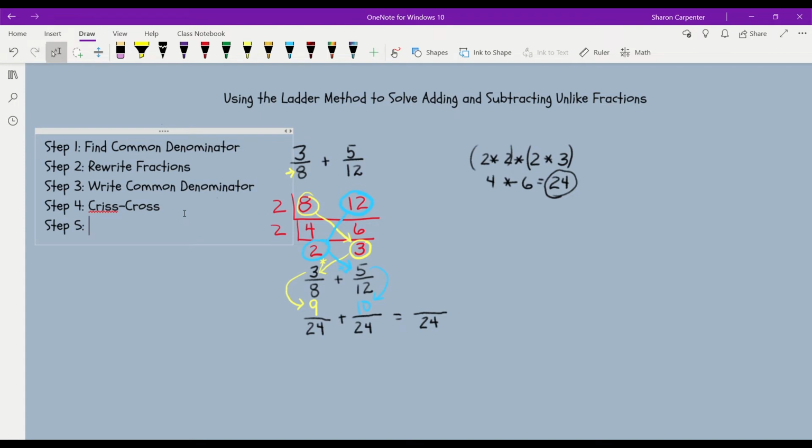Since we have our like fractions, we go to step 5 and add our numerators, 9 plus 10, which equals 19. So our answer is 19/24. You may think this is really complicated, and it kind of is. But when we work a tough fraction, it makes things much easier. I guarantee it. We're only teaching it with simple numbers so that you can follow the process.